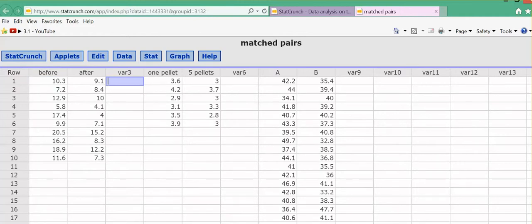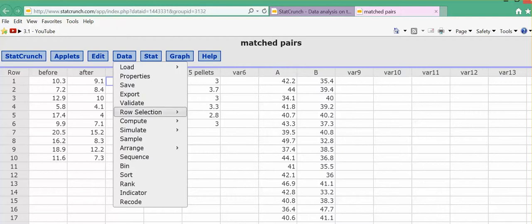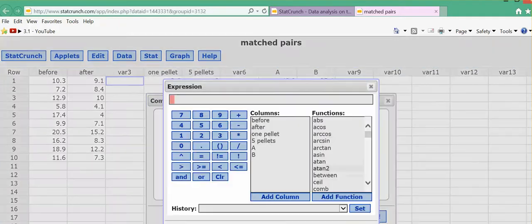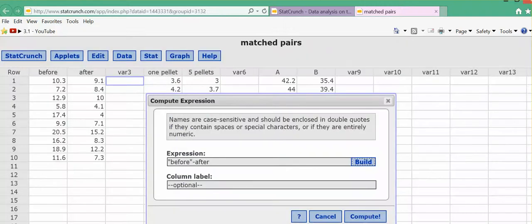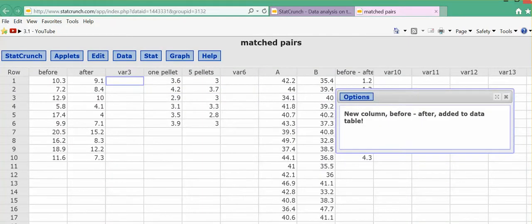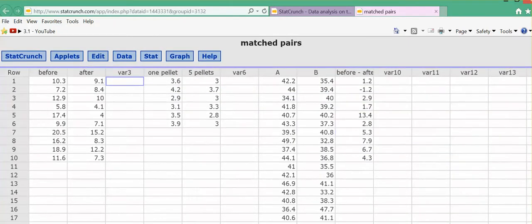But before and after, I'm coming into this third column. It doesn't matter where. I'm just clicking on a cell. I'm going to go to Data, Compute, Expression. What I want to do is build an expression that takes before minus after. And I'm getting it to come up by just double clicking on it. Now, let's see, if I hit OK and tell it to compute, it doesn't put it where I'd like for it to, but I now have a before minus after column.